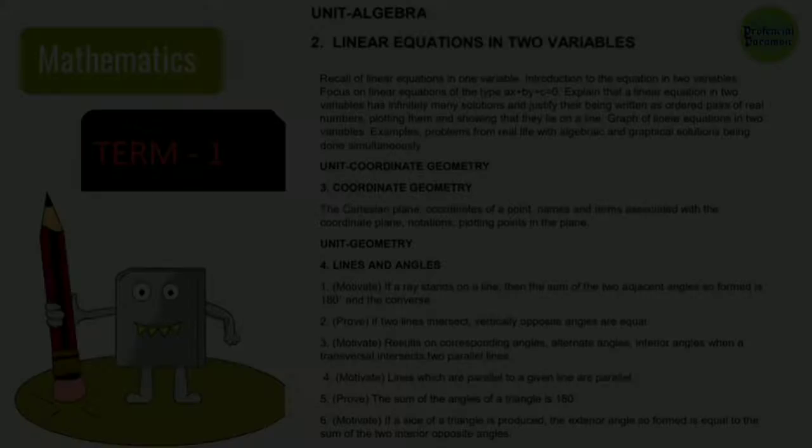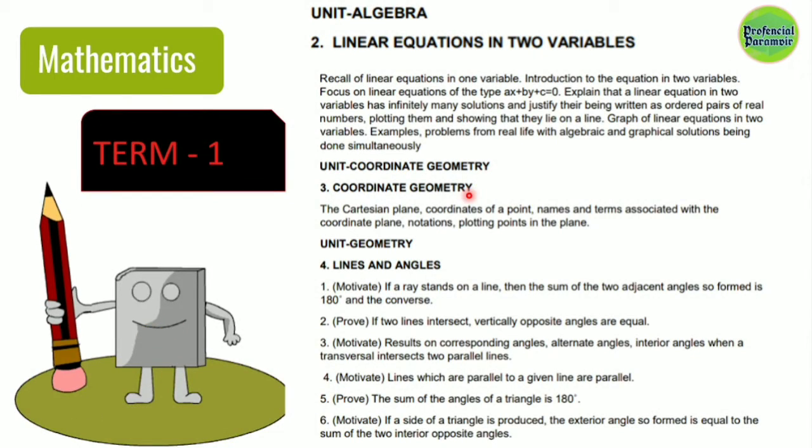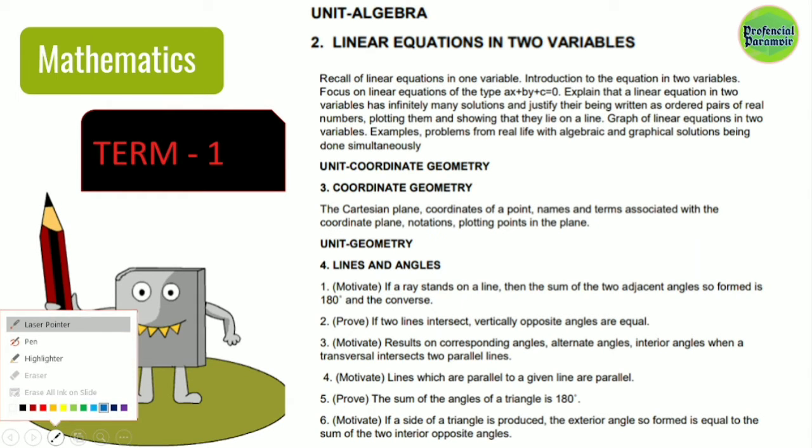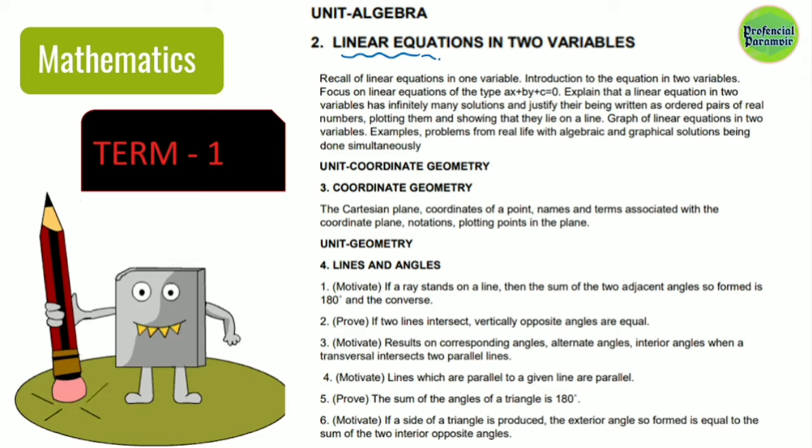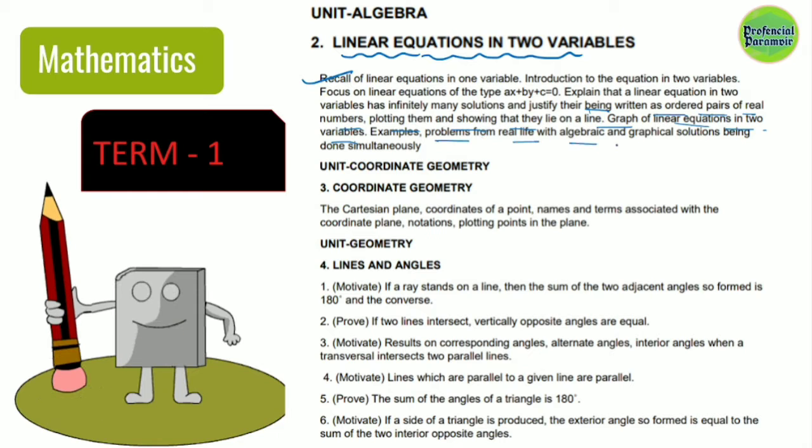And then in unit 2, algebra, we are having chapter number 4, that is linear equations in 2 variables. In this, we will be having these topics: recall of linear equations in 1 variable, intro to linear equation in 2 variables, focus on linear equation of type ax + by + c = 0, explain that linear equation in 2 variables has infinitely many solutions, and justify their being written as ordered pairs of real numbers, plotting them and showing that they lie in a line, graph of linear equation in 2 variables, examples and problems from real lives with algebraic and graphical solution being done simultaneously.